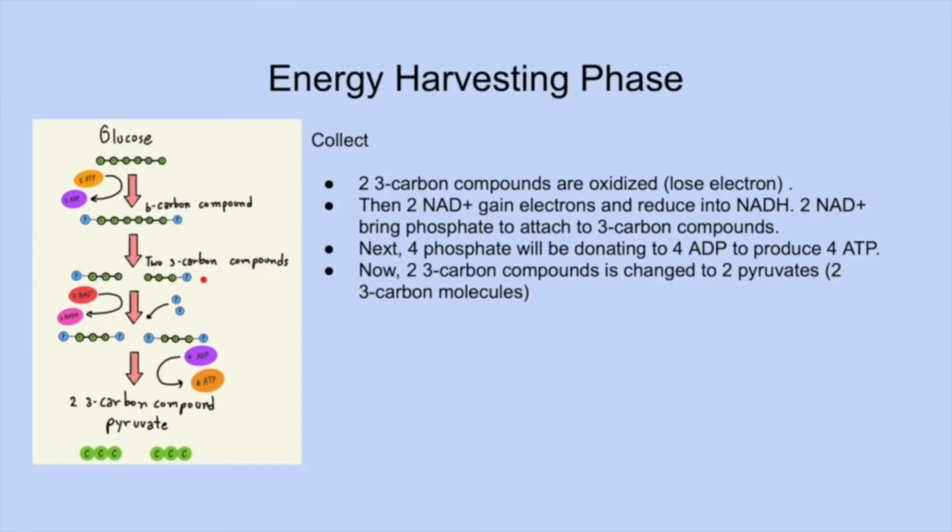Energy harvesting phase. Now the 3-carbon compounds will be oxidized, or we can say that they lose their electrons. And now 2 NAD+ regain those electrons to make 2 NADH, and 2 NAD+ will bring the 2 phosphates to attach to the 3-carbon compounds.